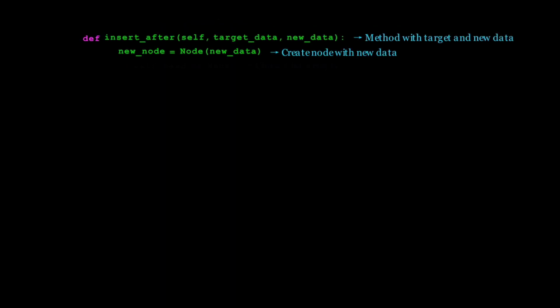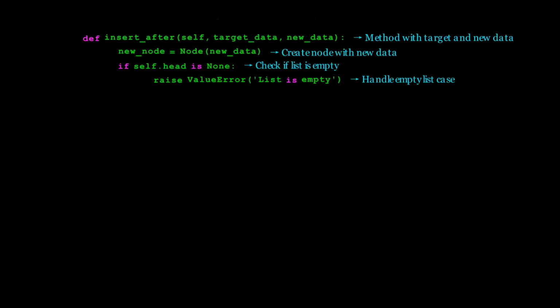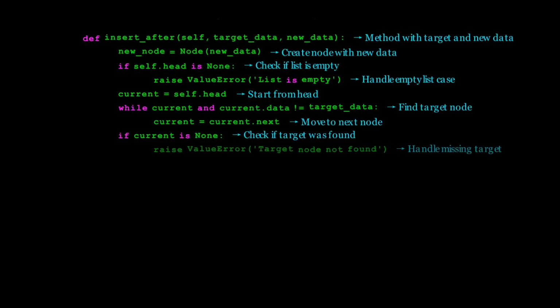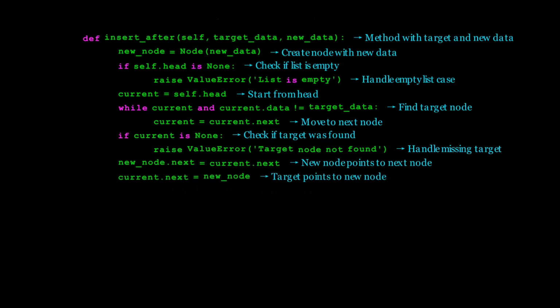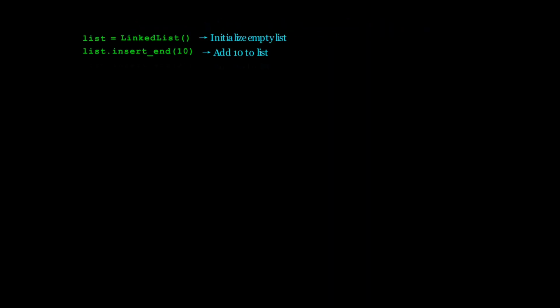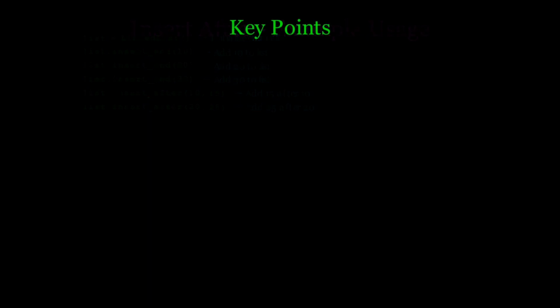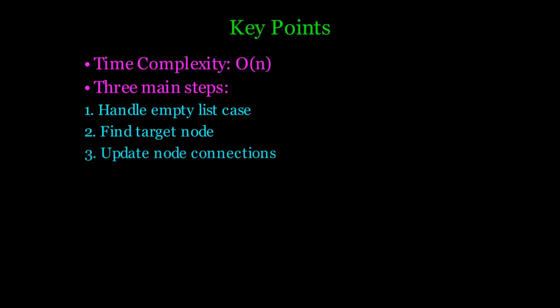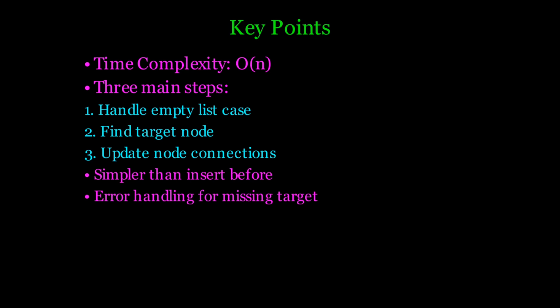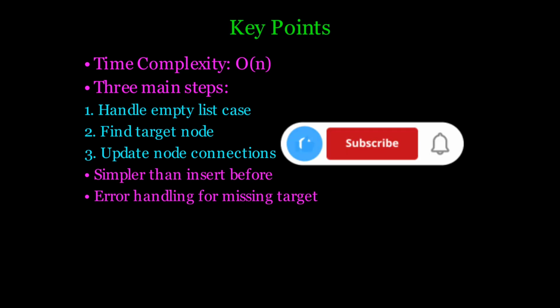Now let's take a look at the implementation of the insertion in Python. Here we have our insert after method. We start by checking if the list is empty. If it is, we raise an error. Then we traverse the list to find the target node. Once we find it, we insert the new node and update the necessary pointers. To summarize, the time complexity of this operation is order of n. We handle the case of an empty list, and we find the target node and update the connections accordingly.